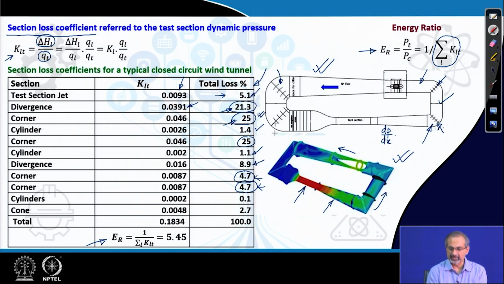And then the final cylindrical sections here and here, where the flow is already very slow, the losses are on the much lower side, and finally, the cone, in the sense of the converging section. So, that more or less gives us an assessment of the total loss distribution over all the components of the tunnel. And finally, based on the KLT summation, you get an energy ratio of 5.45, which is fairly good.